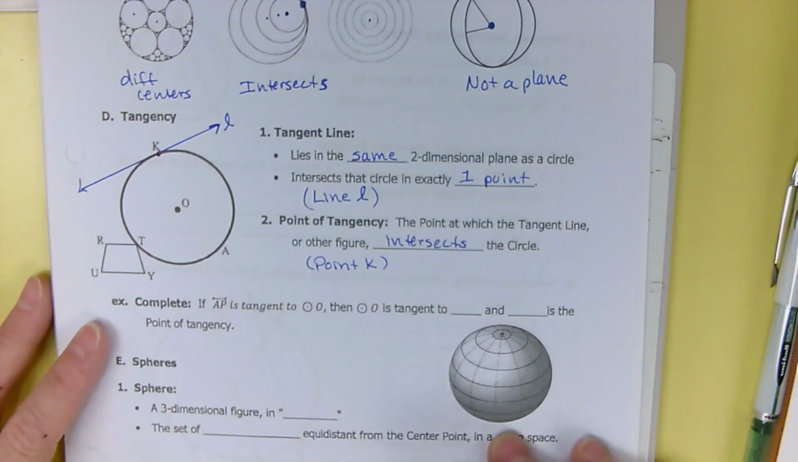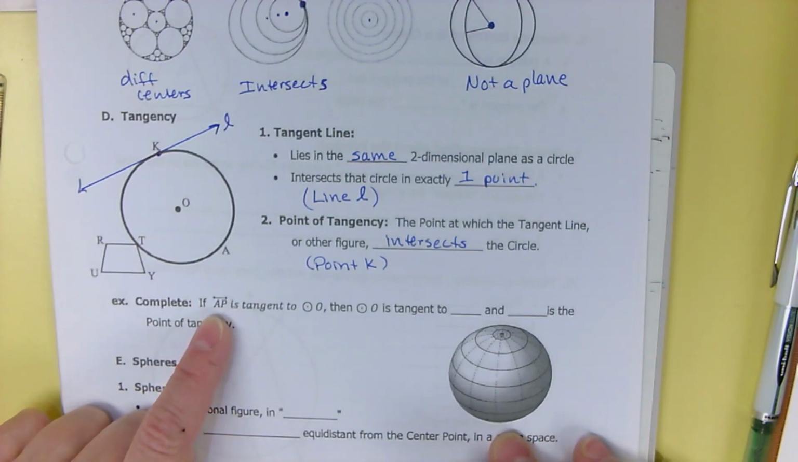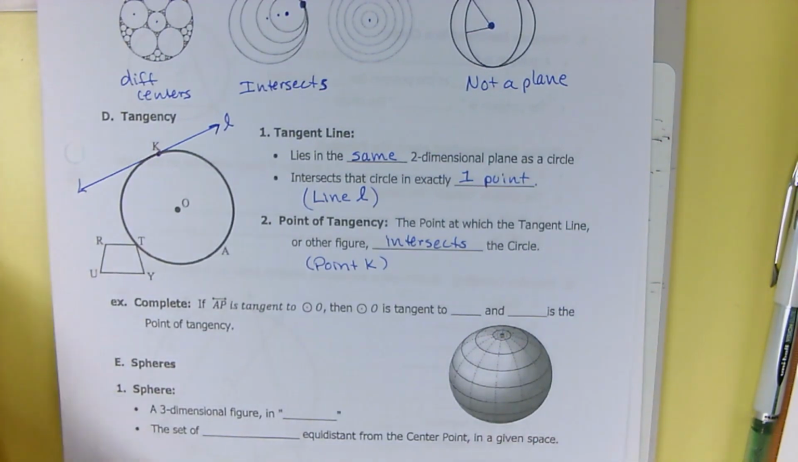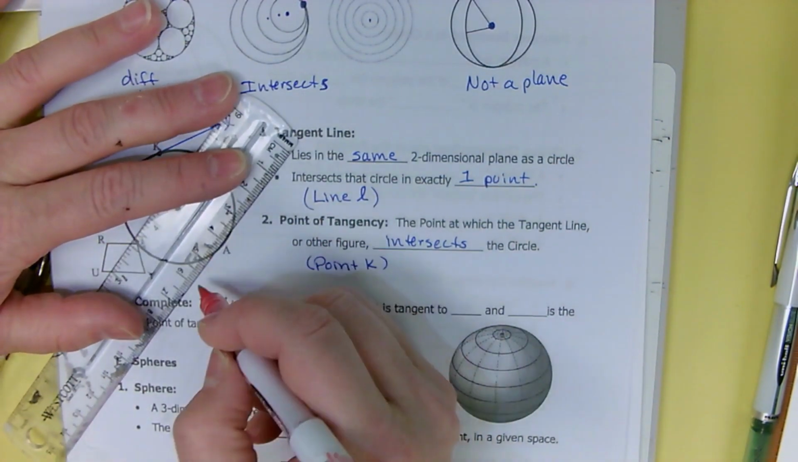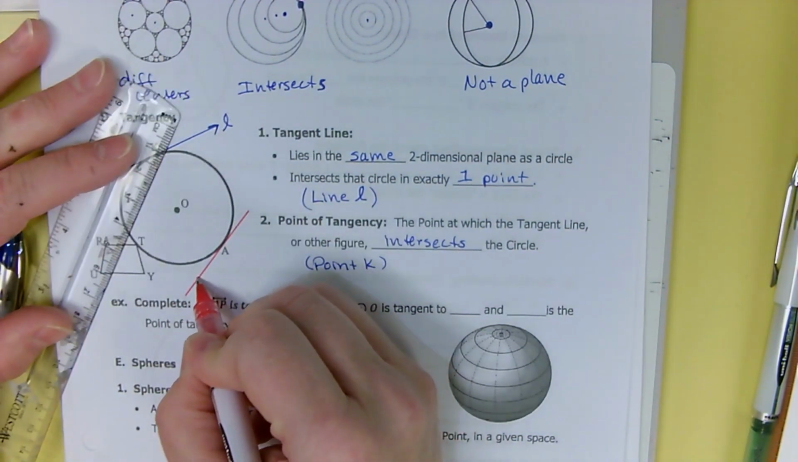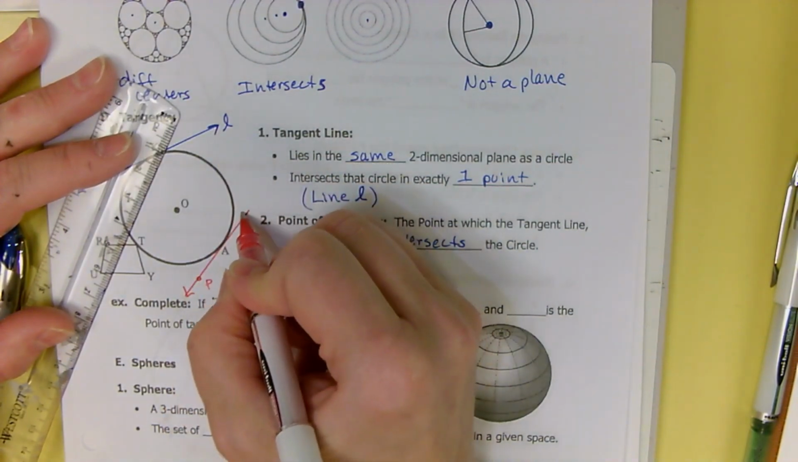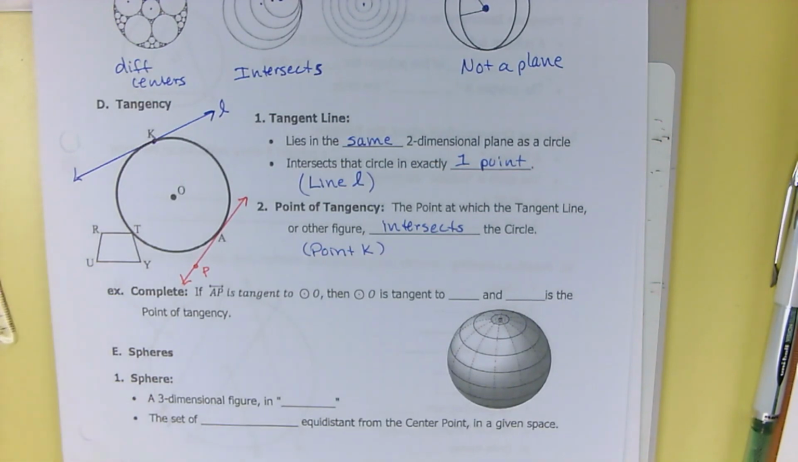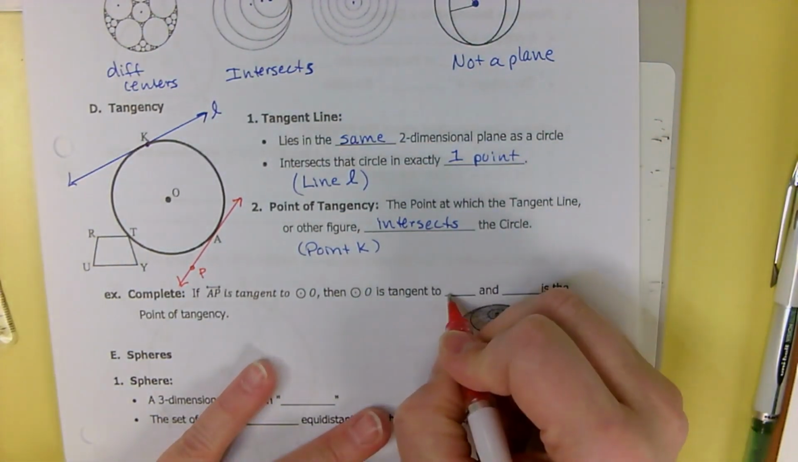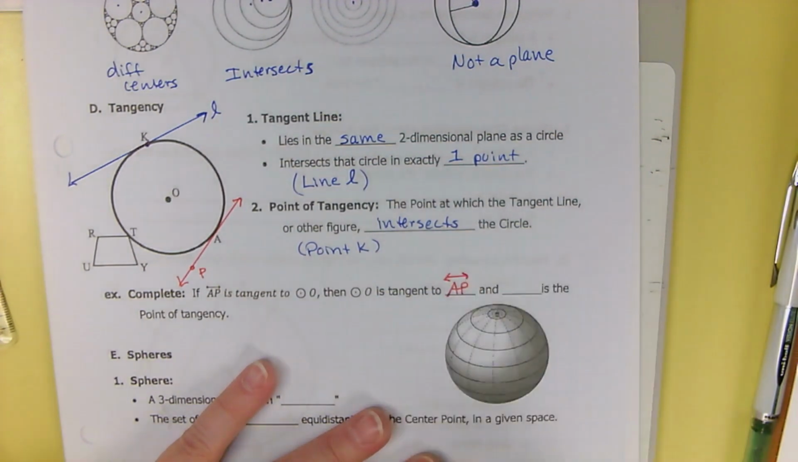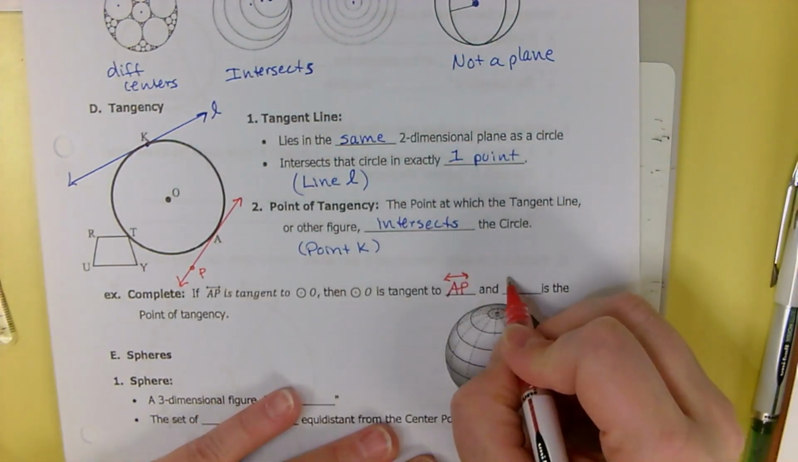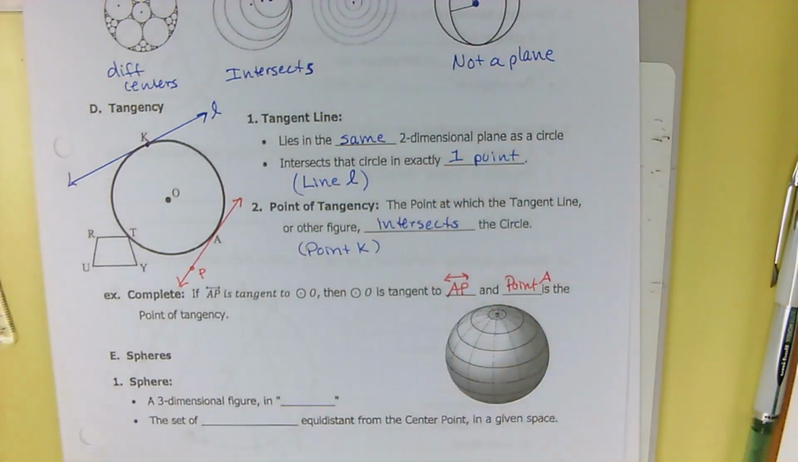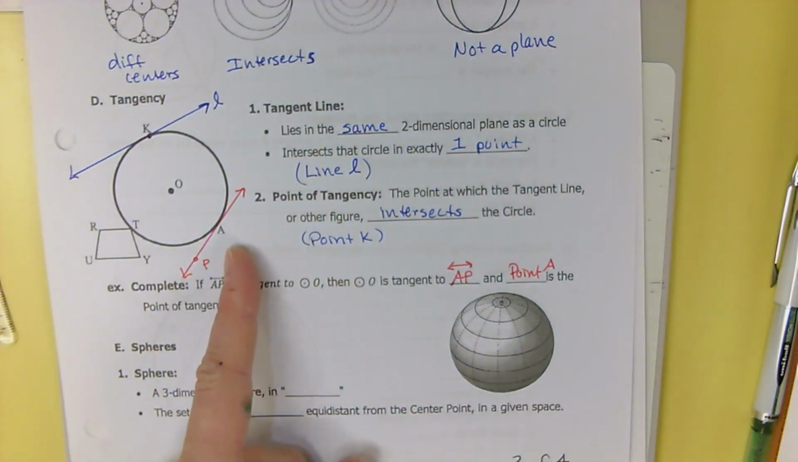All right, let's do a complete. Complete: if line AP, okay, so we have to draw line AP. If line AP is tangent to circle O, then circle O is tangent to blank, and blank is the point of tangency. So if AP is tangent to the circle, the circle is tangent to line AP, and in this case, point A is the point of tangency right here.